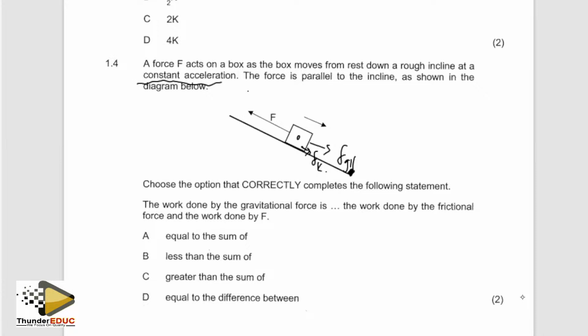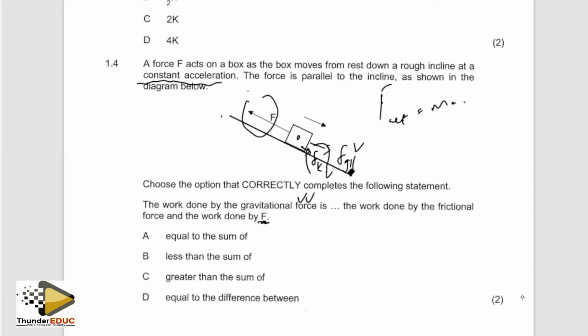Okay, so choose the option that correctly completes the statement. The work done by the gravitational force is dash dash, the work done by the frictional force, and the work done by F. So if we know that F applied is greater, since the object is moving upwards, it must be a combination of these two, the work done by the gravitational as well as the frictional force. They should be summed up if we look at F net being equal to ma.